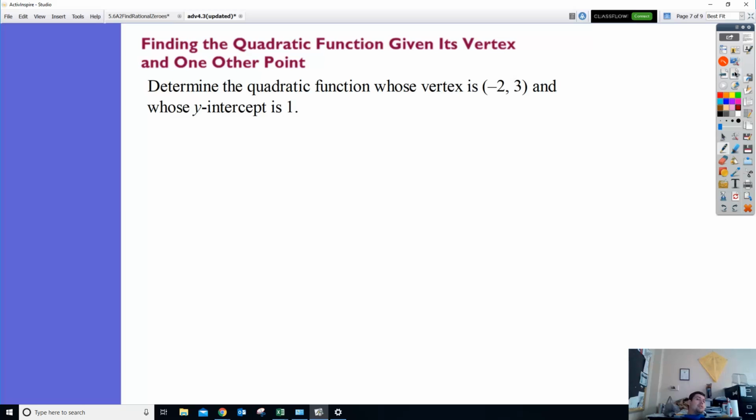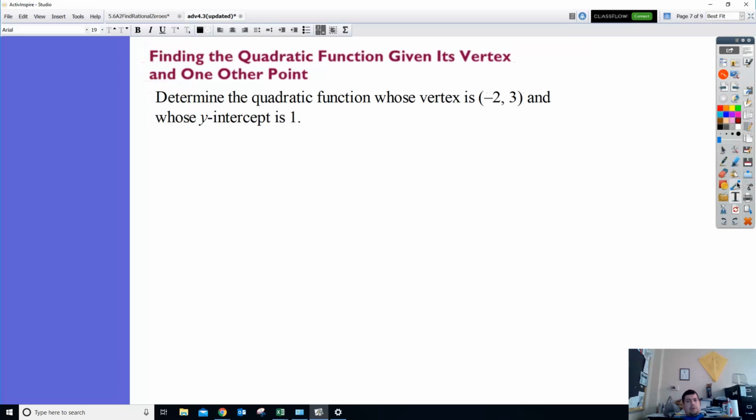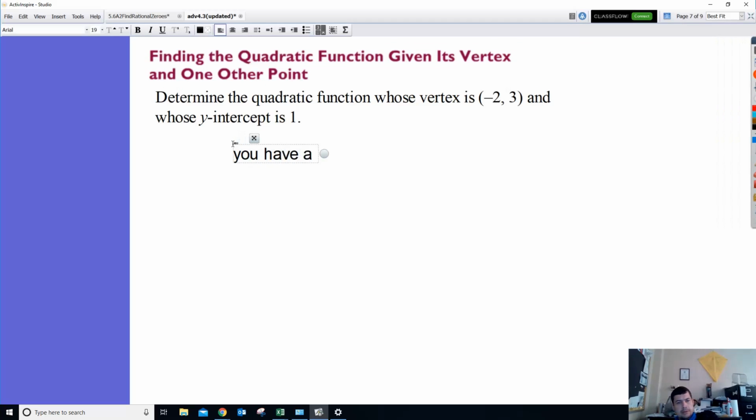Finding a quadratic function given its vertex and one other point. Your task is to determine the quadratic function whose vertex is at -2, 3, and whose y-intercept is at 1. Well, I gave you a vertex. It's telling you to plug into vertex form.